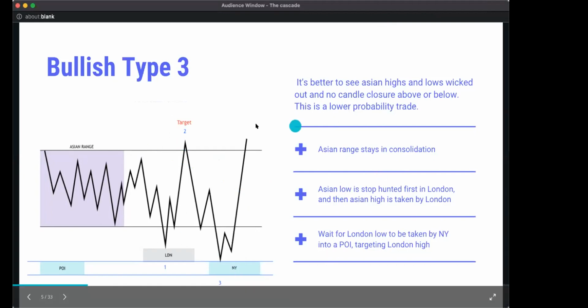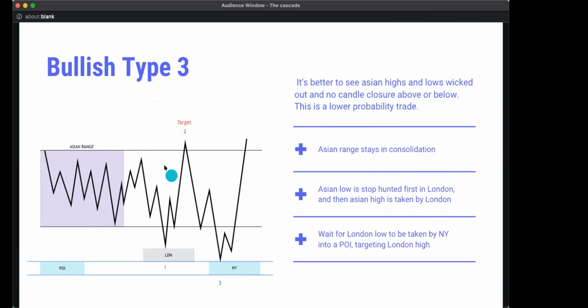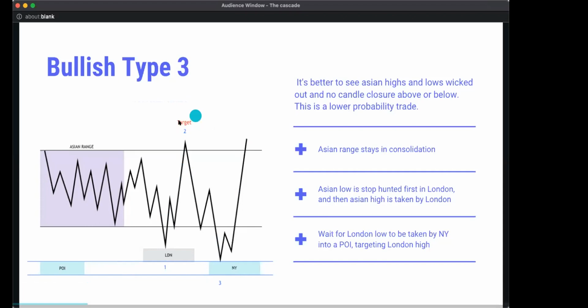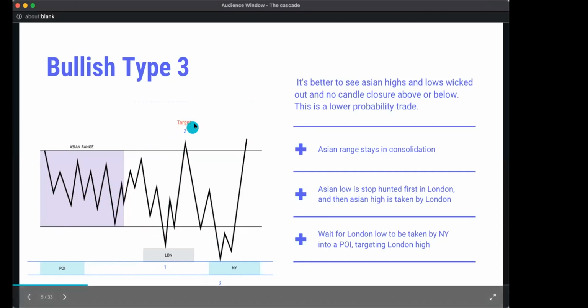Bullish type 3 is the opposite of bullish type 2. It's when the London low gets taken first, the Asian low gets taken first, and then the Asian high, and then we get a retracement back down into New York. This becomes induced, and this becomes another liquidity pool. So we're going 1, 2, 3 into New York, and then targeting this high up here, this London high. It's the same thing, just one side gets taken first as opposed to the other side.